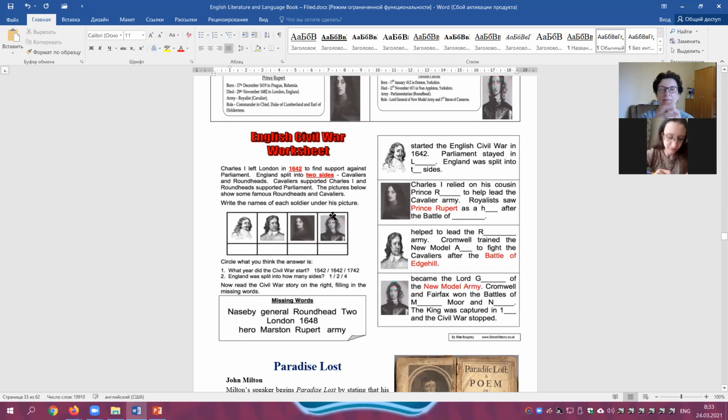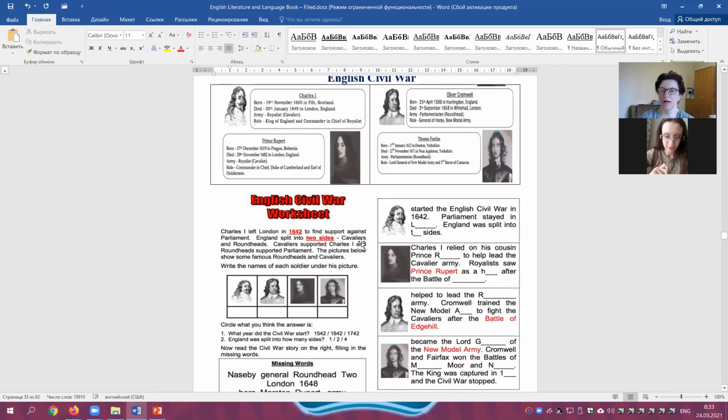Please read this part. Charles I left London in 1642 to find support against Parliament. England split into two sides, Cavaliers and Roundheads. Cavaliers supported Charles I, and Roundheads supported Parliament. The pictures below show some famous Roundheads and Cavaliers.